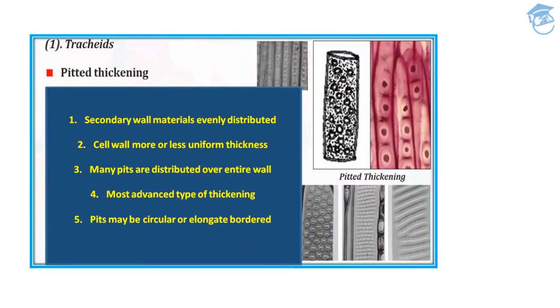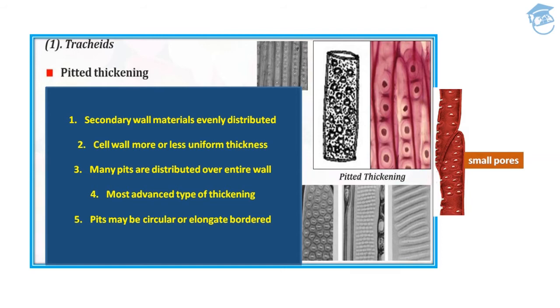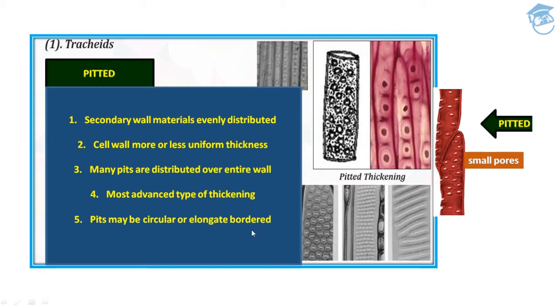Now we'll talk about the fifth thickening, which is called pitted thickening. Secondary wall material is evenly distributed and the cell wall is more or less of uniform thickness. Many pits are distributed over the entire wall like this. As you can see, these small ones are the pits, and many pits are distributed over the entire wall. It is the most advanced type of thickening, and pits may be circular or elongated bordered. So this is pitted thickening.